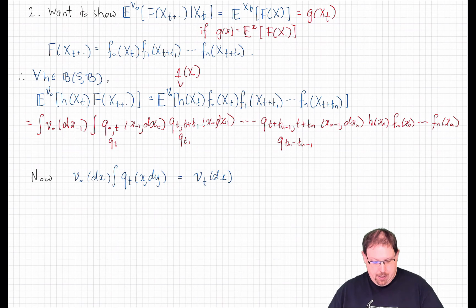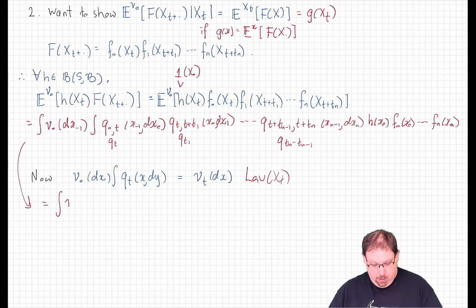We're integrating this new introduced variable because of this silly function here, but we're integrating out that x minus 1 variable here with this transition kernel times this measure. Of course, what that produces is just a new measure, and that measure is exactly the distribution of the process at time t, the law of xt. And so we can rewrite this integral with one fewer integrations.